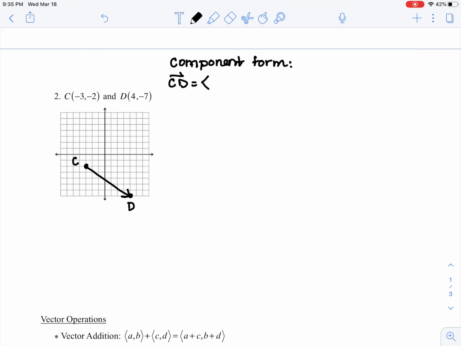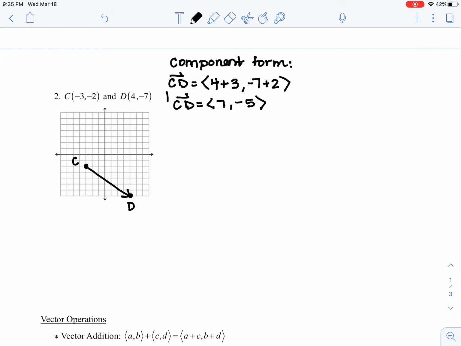So for vector CD, we find the difference of the x coordinates: 4 minus -3. Difference of the y coordinates: -7 minus -2. So the component form of our vector is 7, comma, -5.